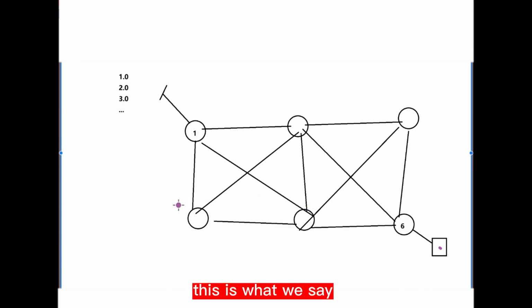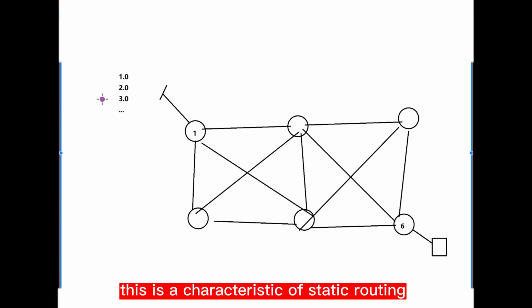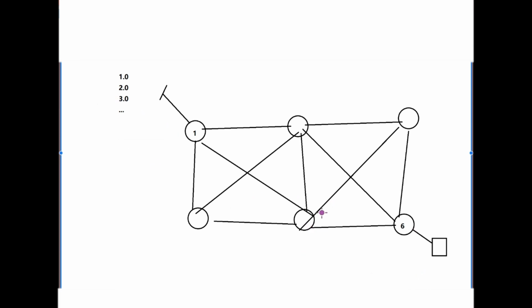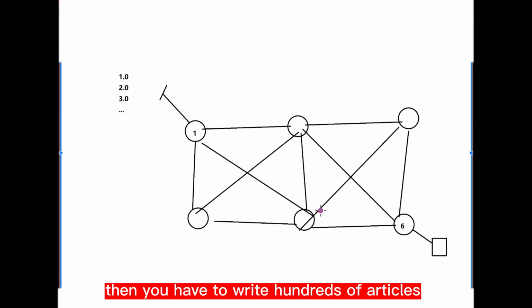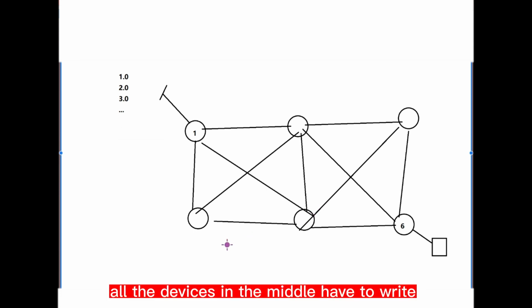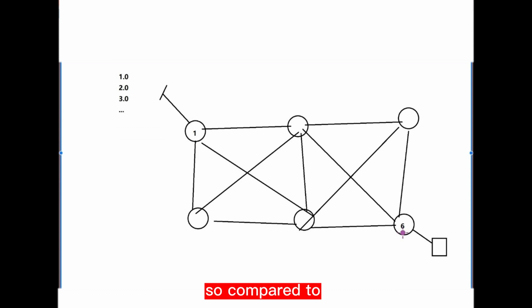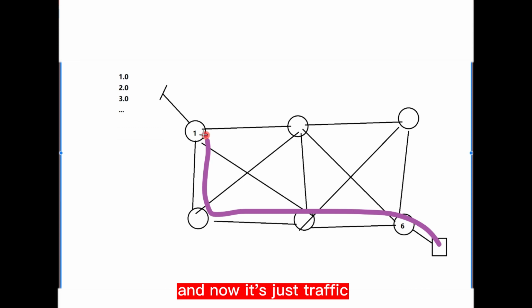This is what we say: you need to configure manually. This is a characteristic of static routing. You have to write hundreds of entries, and all the devices in the middle have to write these hundreds of entries. So compared to other methods, it is more cumbersome. And now it's just traffic.